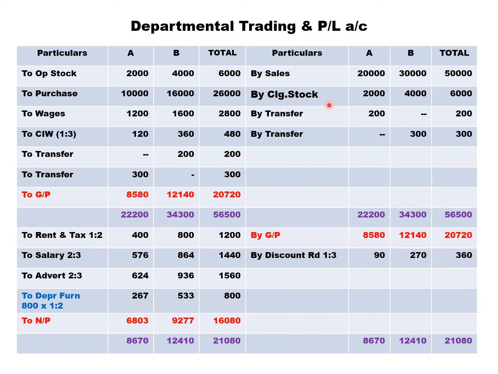2:3. We have sales 20,000 and 30,000, so distribute in 2:3. Advertisement sales ratio 2:3. Depreciate furniture 800 rupees, distribute in space ratio because furniture occupies space in the building. So distribute furniture in space ratio. So you get a net profit of 6,803, 9,277 and 16,080.